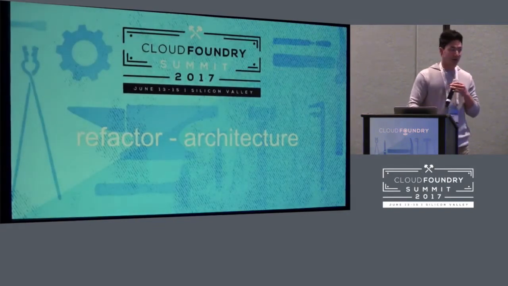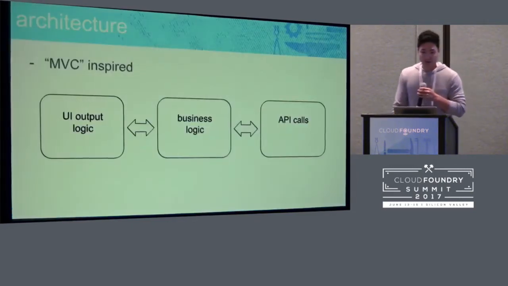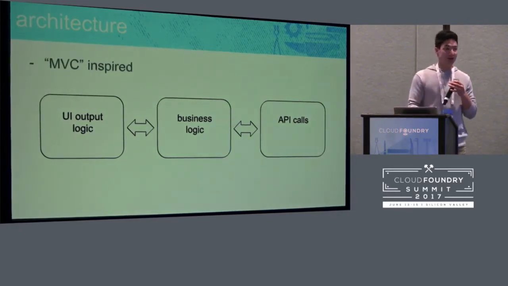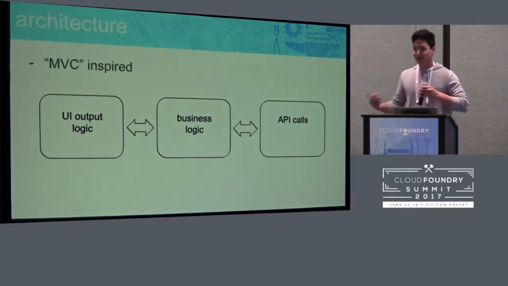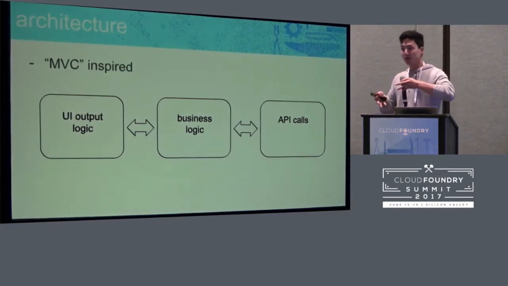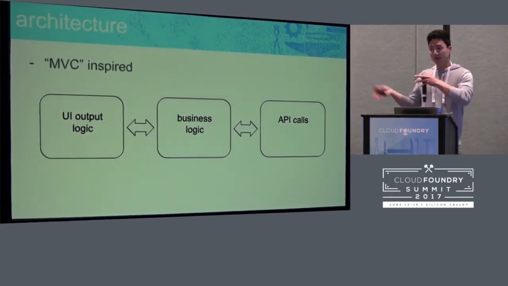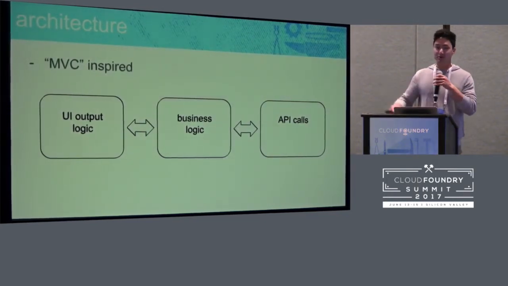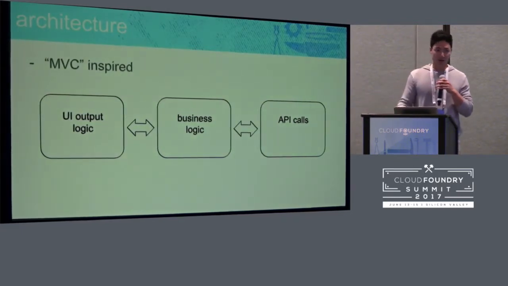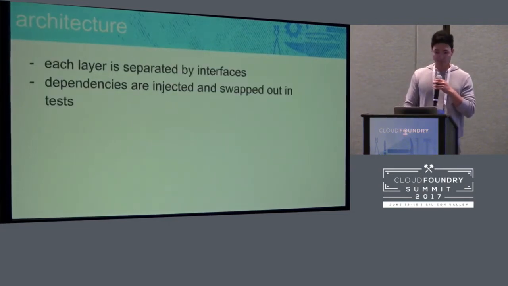All right, now I'm going to go into a little about the architecture of the refactor code. First of all, we only have 3 layers. It's inspired by the model view controller ideology. So on the top layer, we have all the display logic. In the middle layer, we have all the business logic that molds the data that we want to display. And in the very bottom, we have the API layer, which interacts with the various clients that we talk to. Like, for example, the authentication client, the logging client, our main cloud controller client, and so on and so forth.